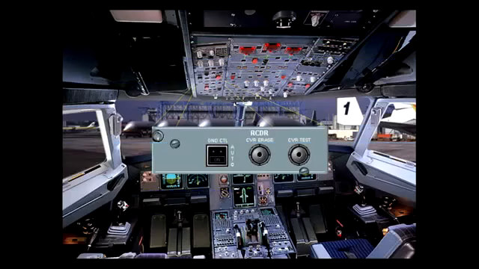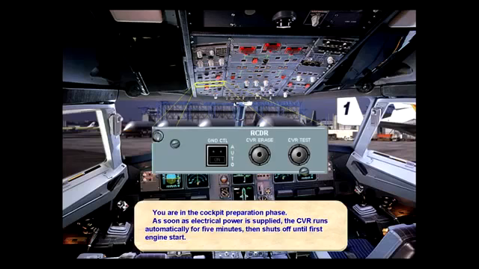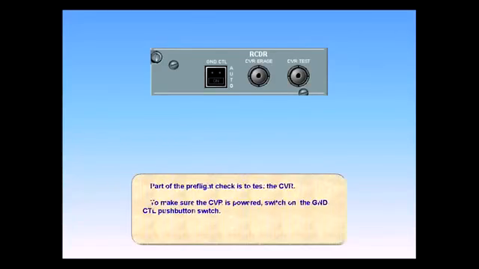You are in the cockpit preparation phase. As soon as electrical power is supplied, the CVR runs automatically for 5 minutes, then shuts off until first engine start. Part of the pre-flight check is to test the CVR. To make sure the CVR is powered, switch on the ground control push-button switch. Energize the CVR.